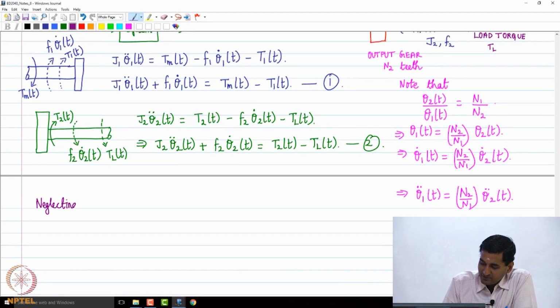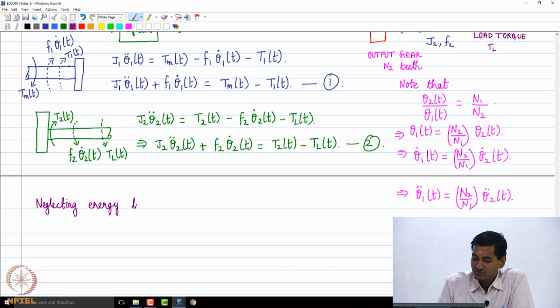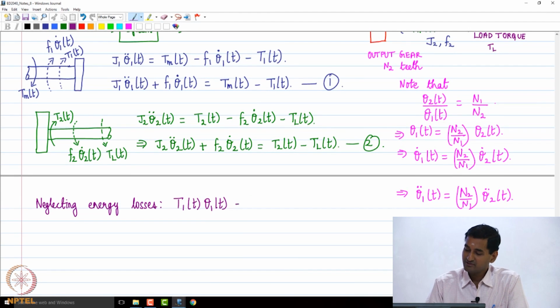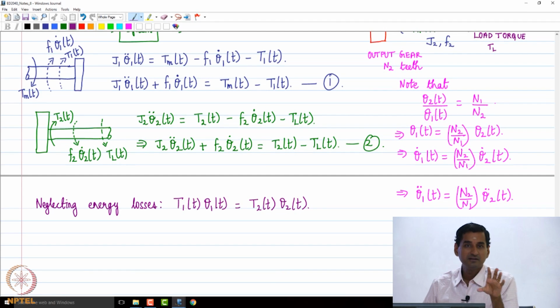Okay, of course, if we do not neglect energy losses, typically we need to put an efficiency term. Neglecting energy losses, we can immediately see that T1t theta 1t, that is the work done by the input shaft, is going to be equal to T2t times theta 2t. That is going to be the energy balance of the gear interface, the gear mesh.